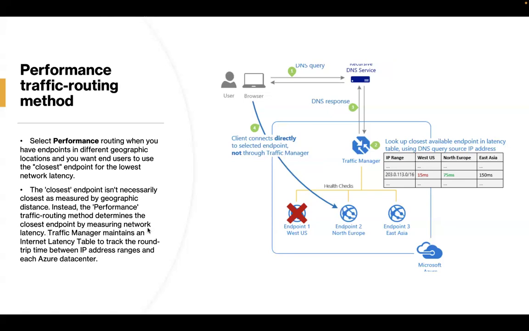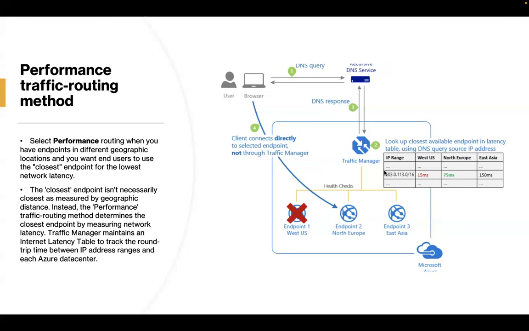So it determines the endpoint by measuring network latency. Traffic manager maintains an internet latency table to track the round trip time between IP address ranges and each Azure data center. So this performance method is maintaining one table. And here there is a third one, 150 milliseconds.